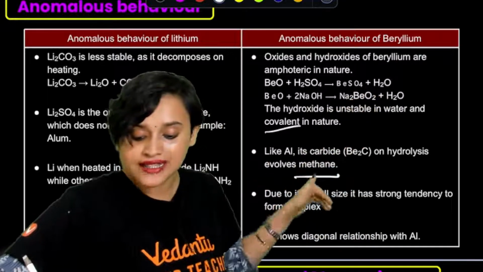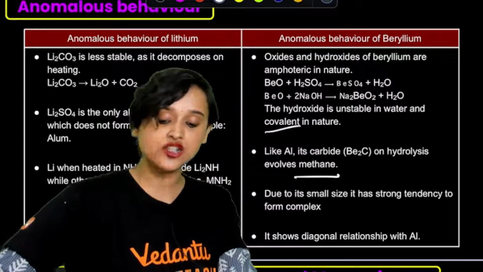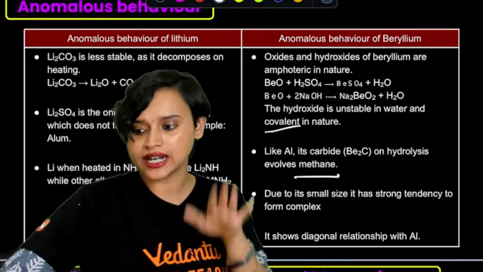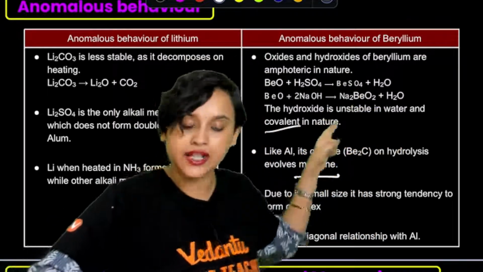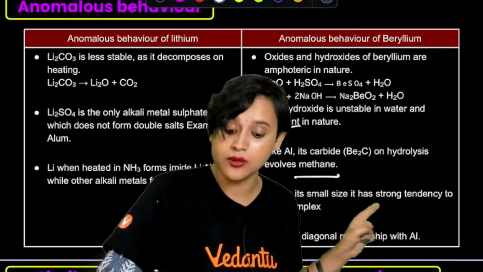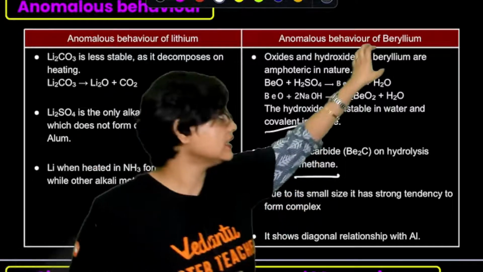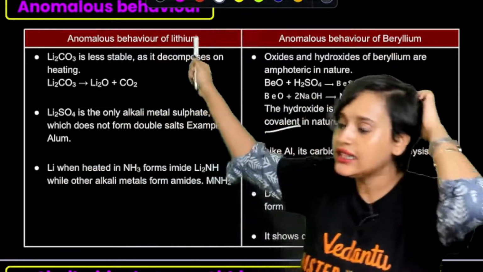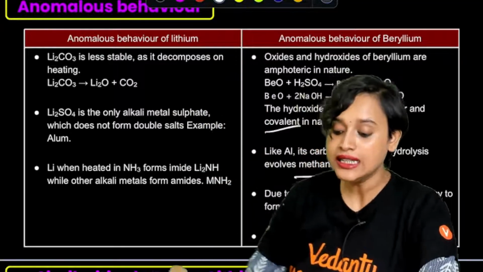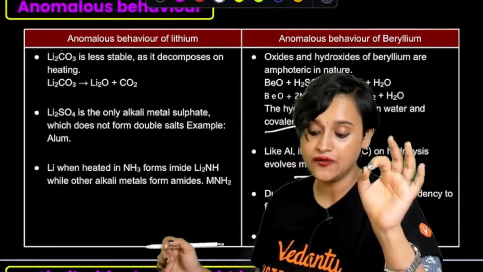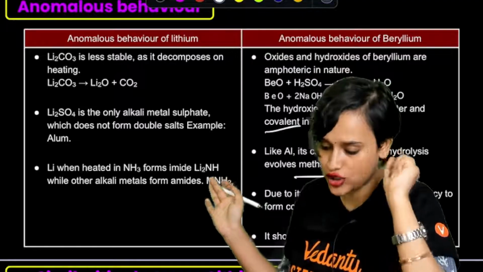Then because of its small size, it also has a tendency to form complexes. So it will form complexes and it shows a diagonal relationship with aluminum, which we will study now. Okay? Then here we see that lithium carbonate is less stable as it decomposes on heating, which we told you, that thermal stability increases as you go down the group, right? But lithium being on the top has very low thermal stability. Lithium sulfate is the only alkali metal sulfate which does not form a double salt.